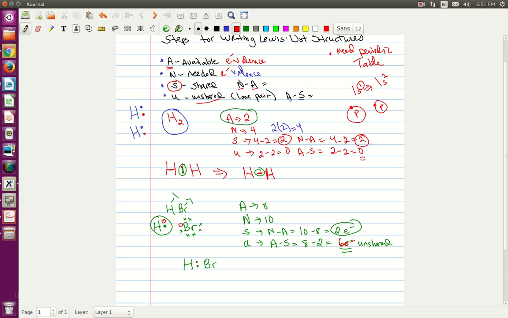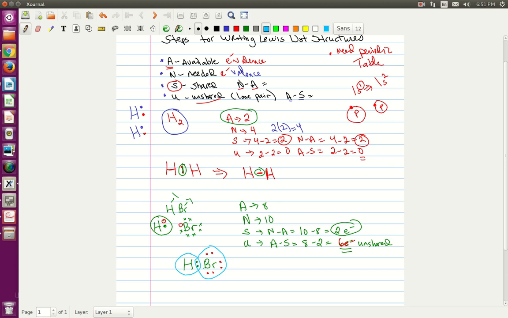Hydrogen is happy. Here, let's just draw a circle around hydrogen. Hydrogen has its 2 electrons that it needs for its 1 energy level. It's happy. It doesn't have the octet. But bromine isn't happy. Bromine only has 2. It's the one that gets the other 6. 1, 2, 3, 4, 5, 6. Now, if you count, bromine is happy because bromine has the octet. 2, 4, 6, 8. Hydrogen has 2.